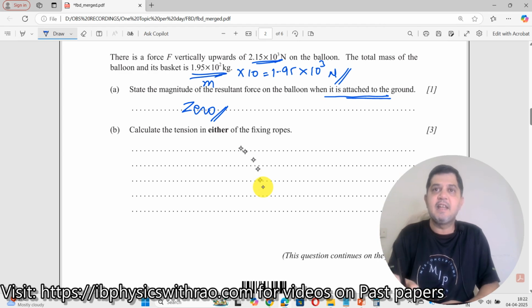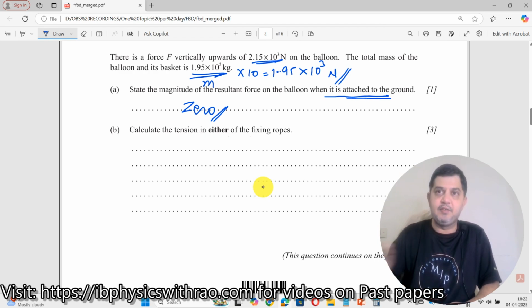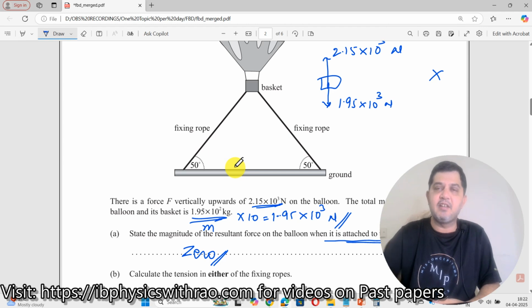Right, next. Calculate the tension in either of the fixed ropes. You need to find out what is the tension acting here. What is the tension acting here? How do I find it? Now you see, the net force here is not 0, it is something else.